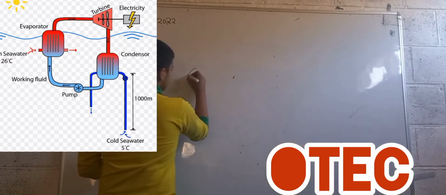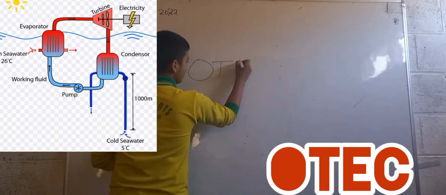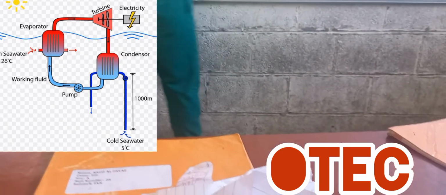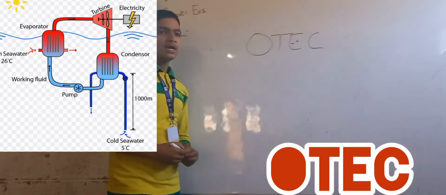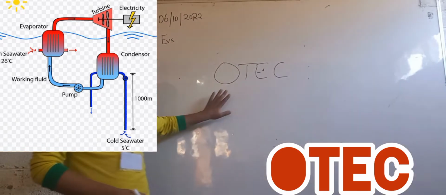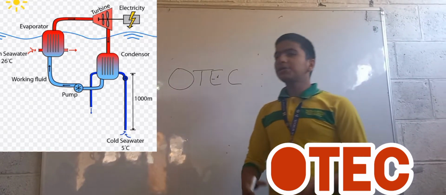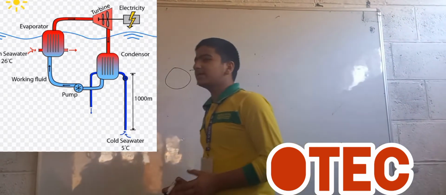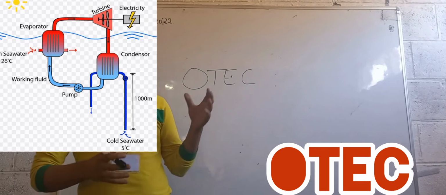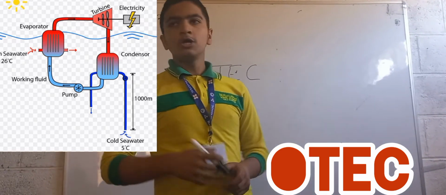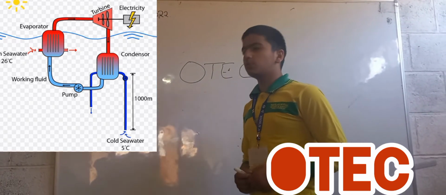So what is OTEC? OTEC stands for Ocean Thermal Energy Conversion. It's an electricity generation system. It refers to using the temperature difference between the deep parts of the sea that are cold and the shallow parts of the sea to run a heat engine and produce useful work.